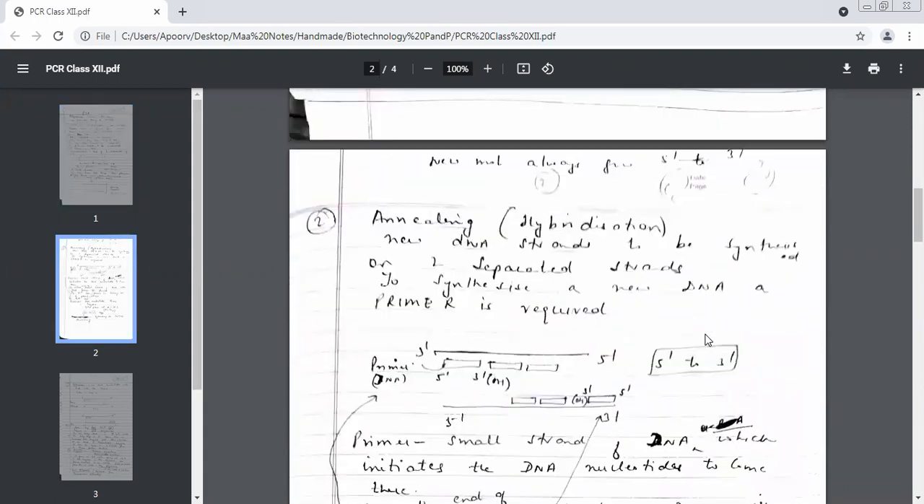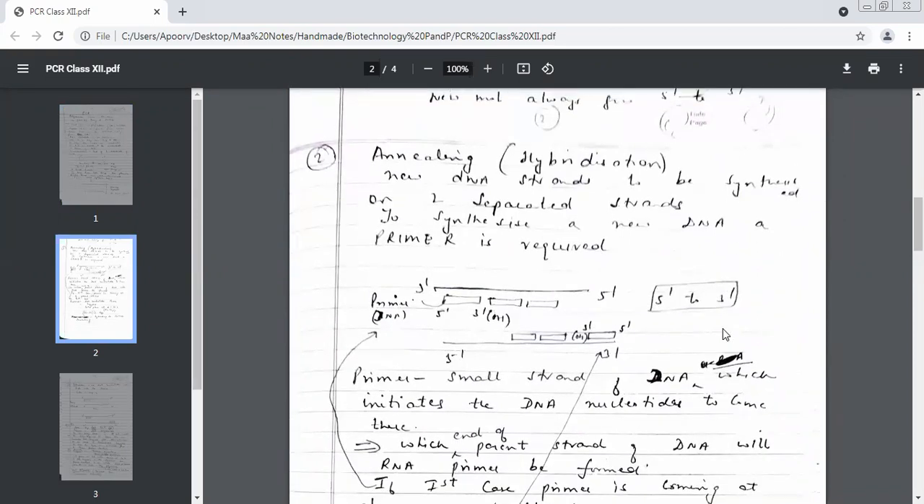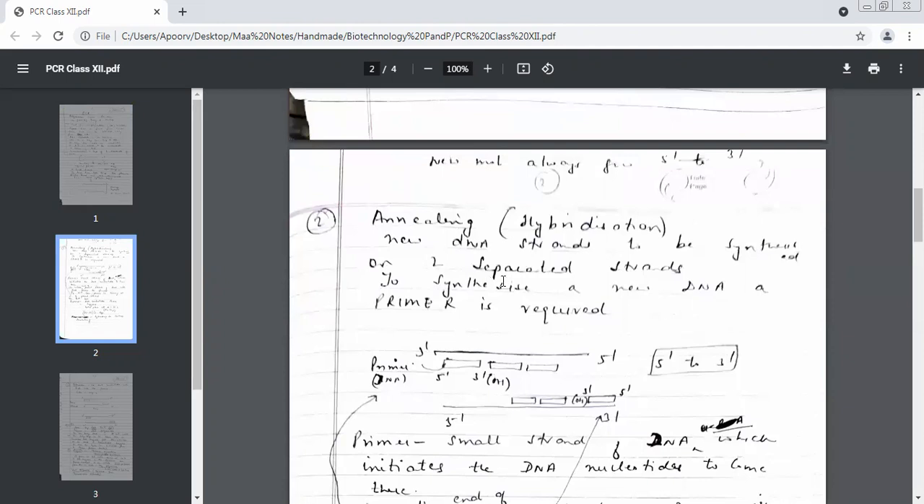Okay. Now we come to the second step, that is annealing. It's a complicated process. If you are able to understand, you'll find it very easy. If not, then it'll be difficult for you. What is the second step? Annealing. The other name given to this is hybridization. So first was denaturation. The second step is annealing, or hybridization.